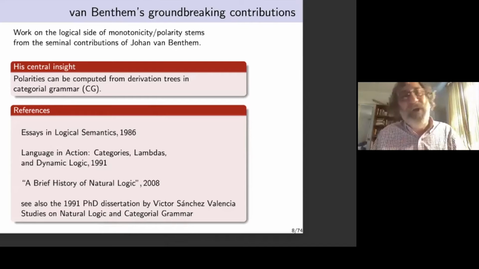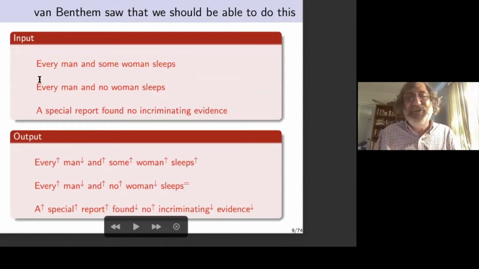Although in fact what I'm going to do opposes some of what he did, it goes in different directions. It definitely builds on his insight and his inspiration. So he saw that you could do something like this. You could have a computer input sentences like these: every man and some woman sleeps, every man and no woman sleeps, a special report found no incriminating evidence. And these are actual examples from our system. And then you type these in, and a few seconds later it comes out with the correct arrows.